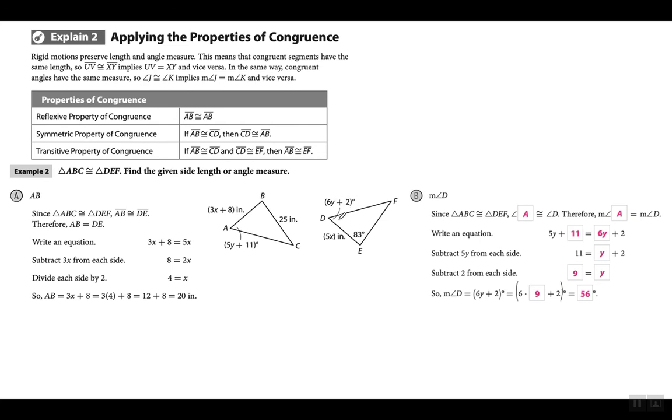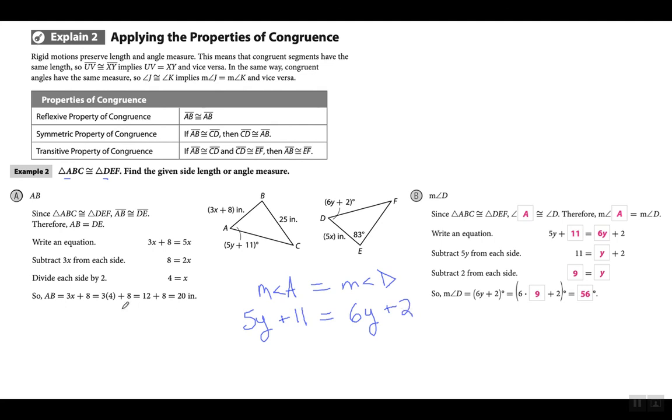Now angle D has to be congruent, or equal, to angle A. And angle A, it says over here, is 5y plus 11. So since the measure of angle A has to equal the measure of angle D, again, you don't have to write this part. I'm just showing you right here. The measure of angle A is 5y plus 11. This part I would think you have to write out, so I would assume you do as well. The measure of angle D is 6y plus 2.